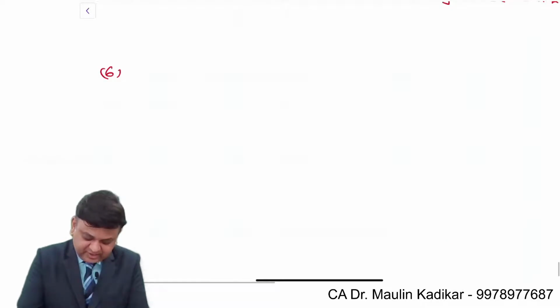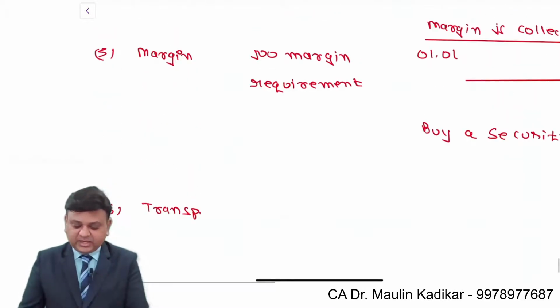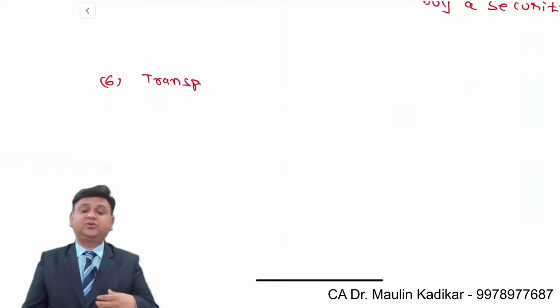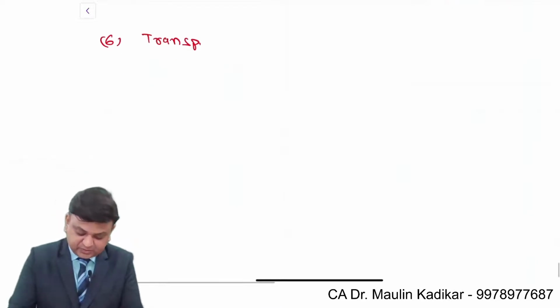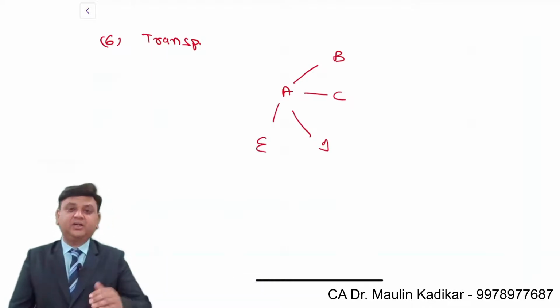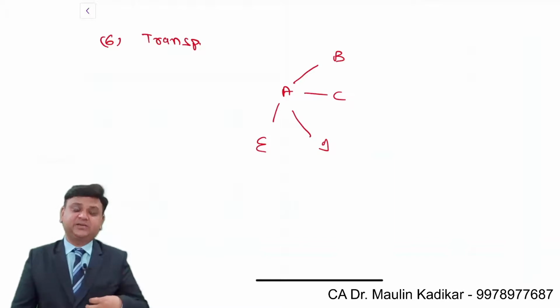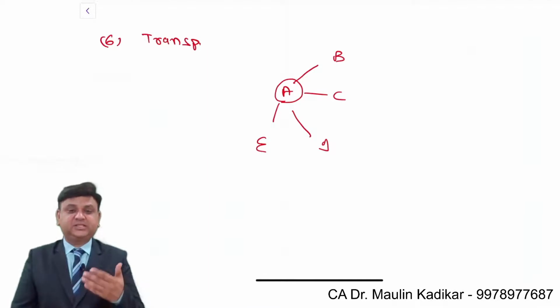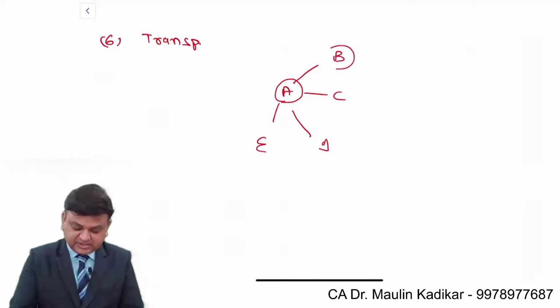Sixth, we understand that there is transparency. In case of a forward contract, other traders will not come to know the price at which these two traders have entered into the transaction. Suppose Mr. A is doing transactions with B, with C, with D, with E. However, other traders are not aware of the purchase or sale price at which he has entered into the forward contracts with these individual traders.